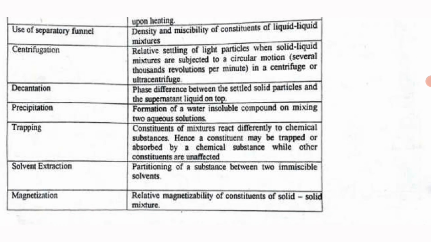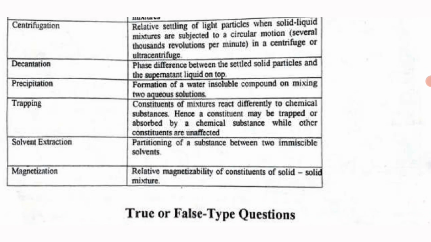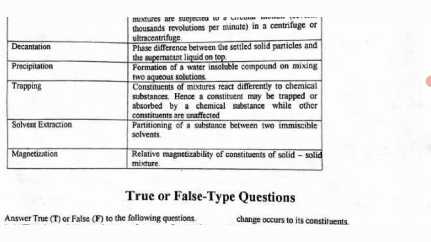We also have decantation. It is similar to centrifugation. This is based on the phase difference between the settled solid particles and the supernatant liquid on top. Precipitation is based on formation of a water-insoluble compound on mixing two aqueous solutions. For example, if you mix simple salts, you may get some precipitates.